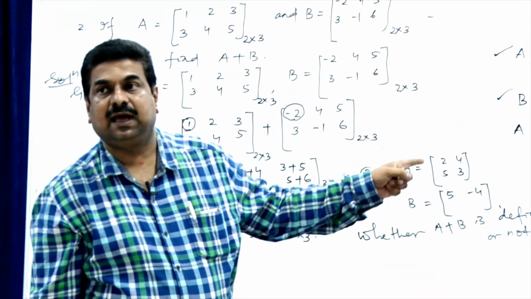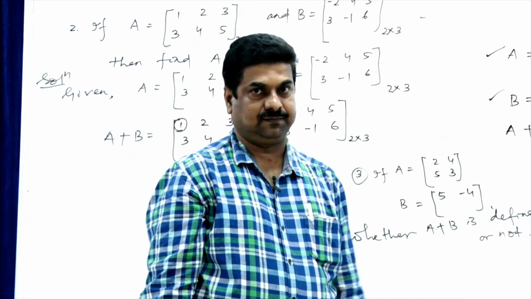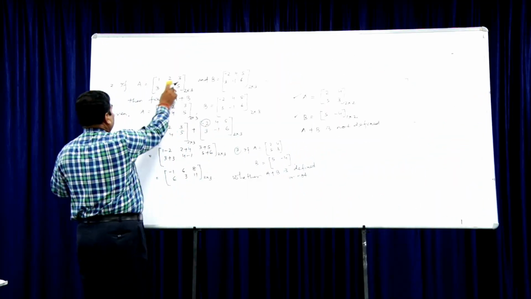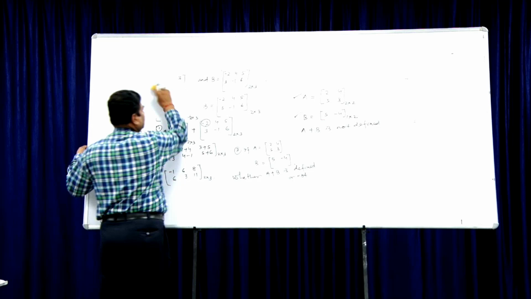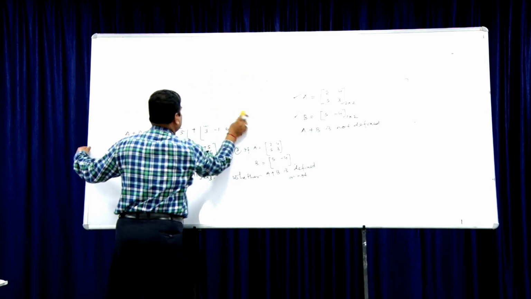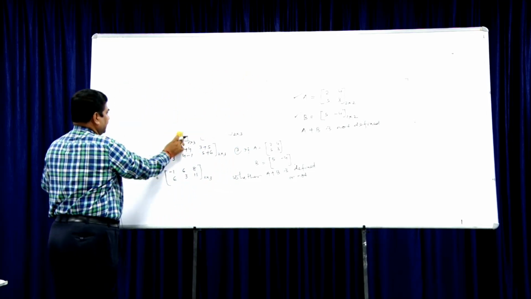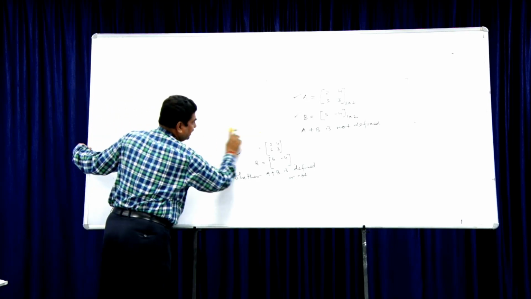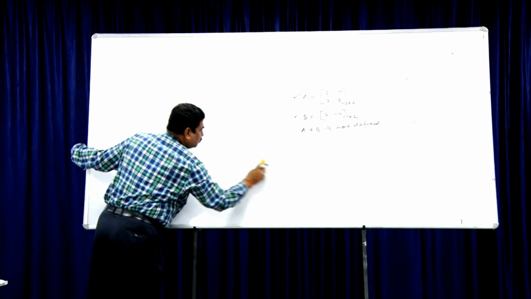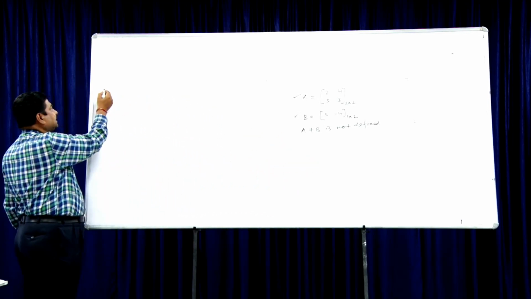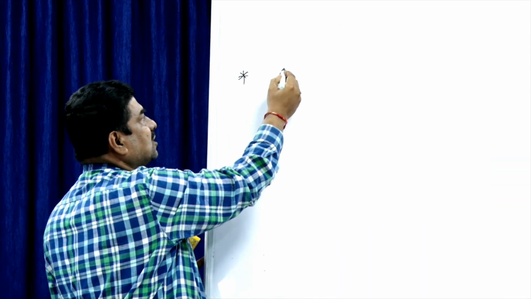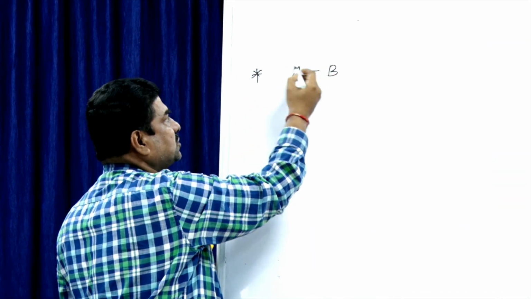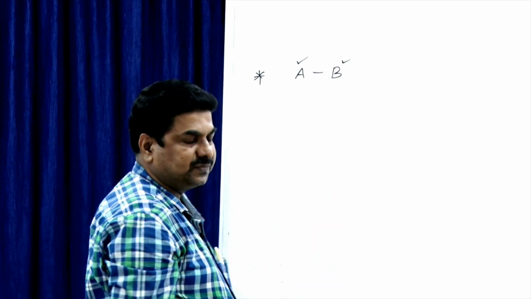A plus B is not defined. Okay. Next is subtraction, or we call it the difference of these two matrices. Next one is the difference of two matrices, which we call the subtraction of these two matrices. Here you see A and B.